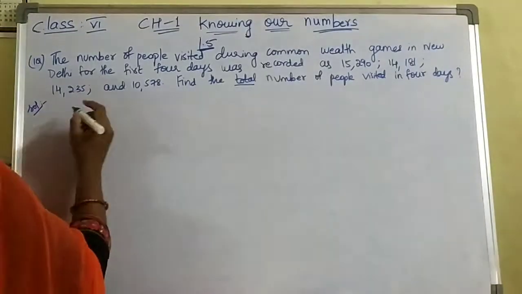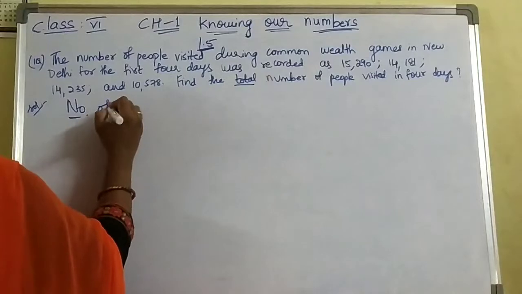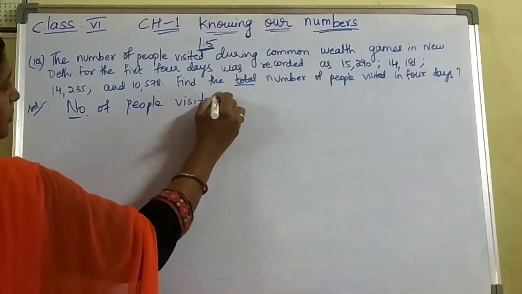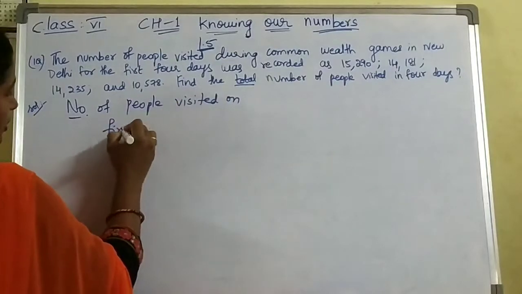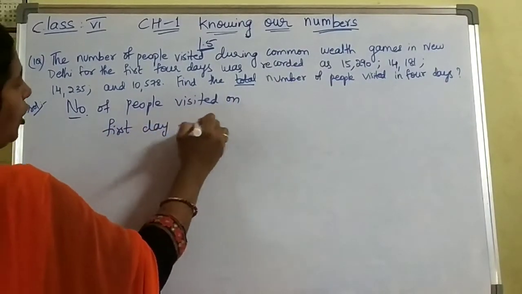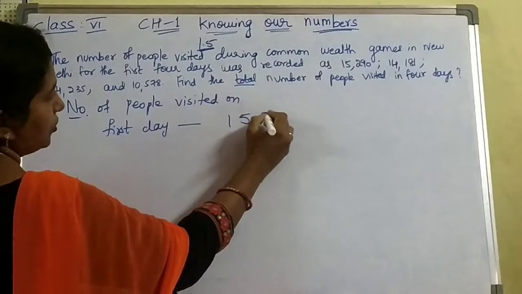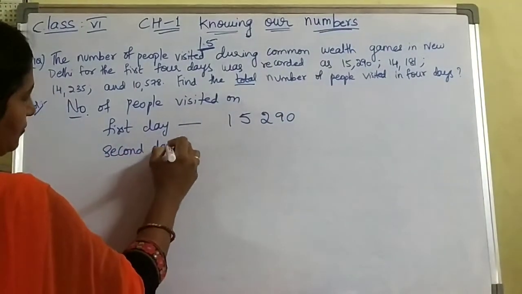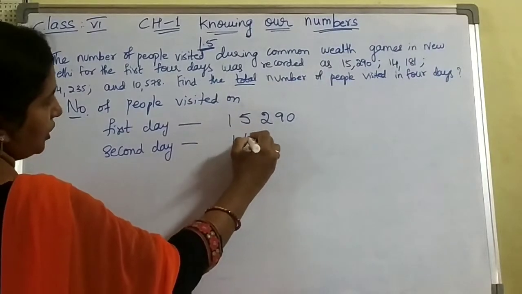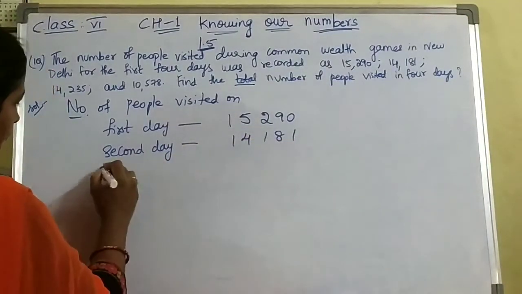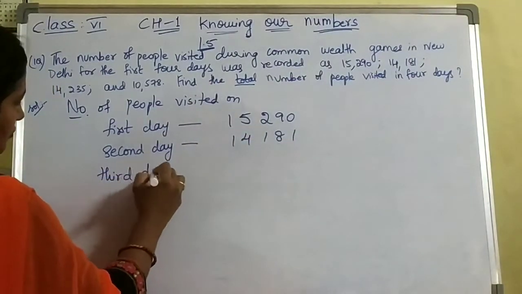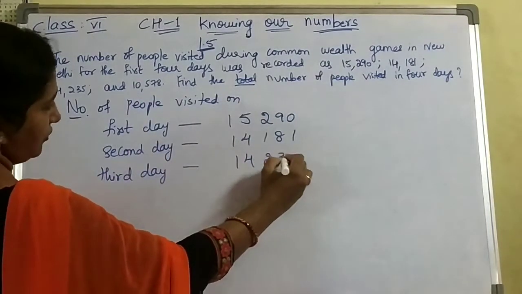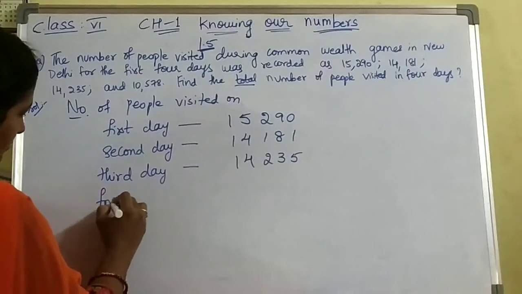What are the steps? Number of people visited on first day. How many on the first day? 15,290. Second day. Second day how many? 14,181. Third day. 14,235. And fourth day.